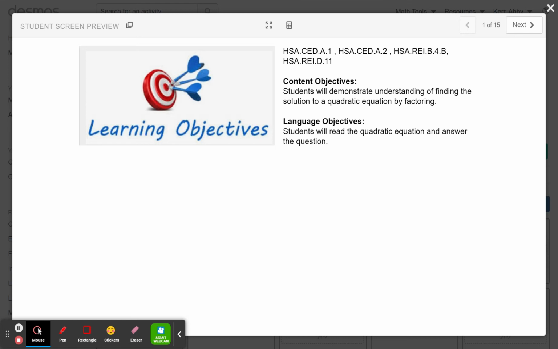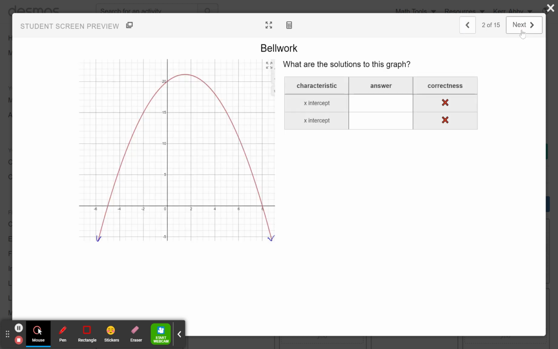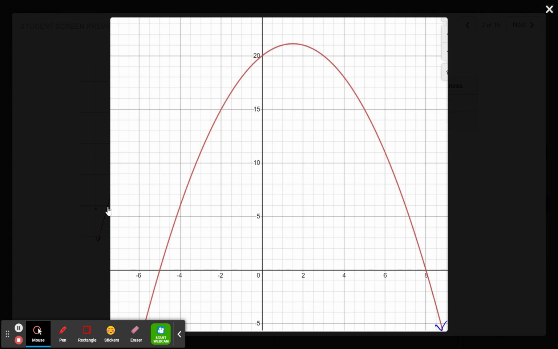In today's practice 9.2, we are going to demonstrate understanding of finding a solution to a quadratic equation by factoring. Before we do that, we do have a couple review slides. So it says, what are the solutions to this graph? Now, solutions are another word for x-intercepts. So you want to click and look.